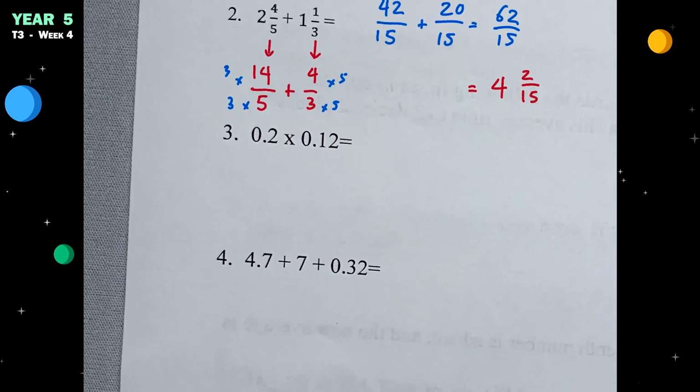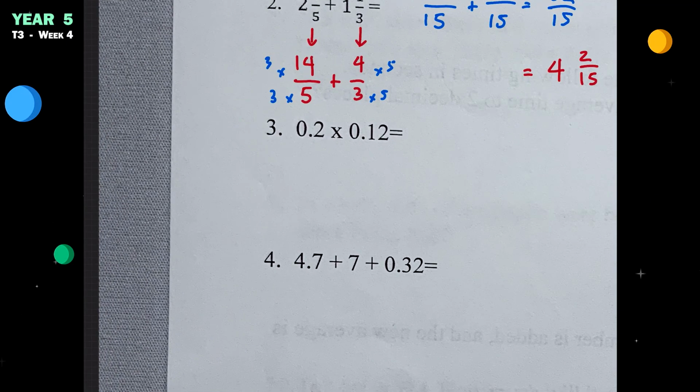Alright. Next one is you're multiplying 2 decimals. So all we gotta do is change it to a whole number for now. So this will turn into a 2, and this will turn into a 12. And then we say 2 times 12, easy, 24. Put the decimal place in there. The decimal place is always at the end of the number.